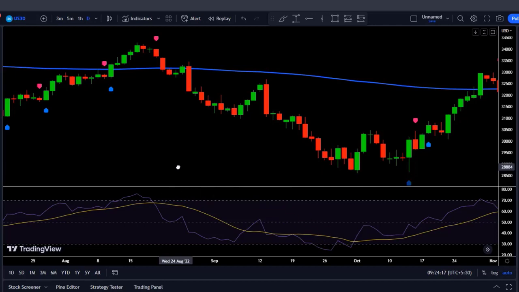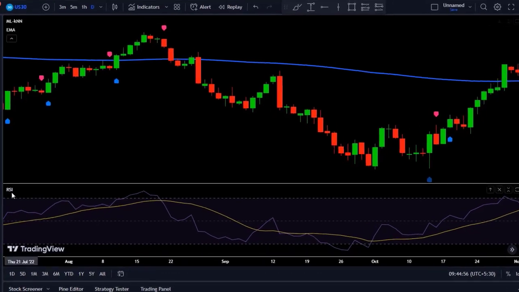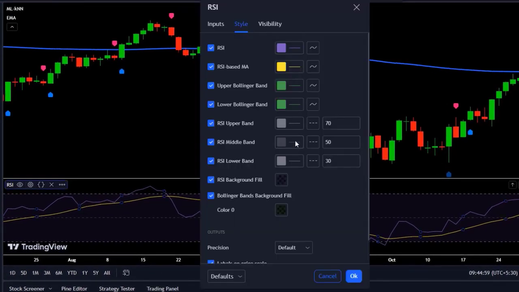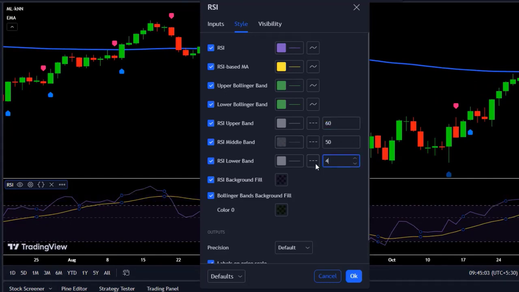As part of our strategy, we will make the RSI more sensitive. This way, we will get more valid trade entries. Open the style of the indicator and change the RSI upper band to 60 and the RSI lower band to 40.